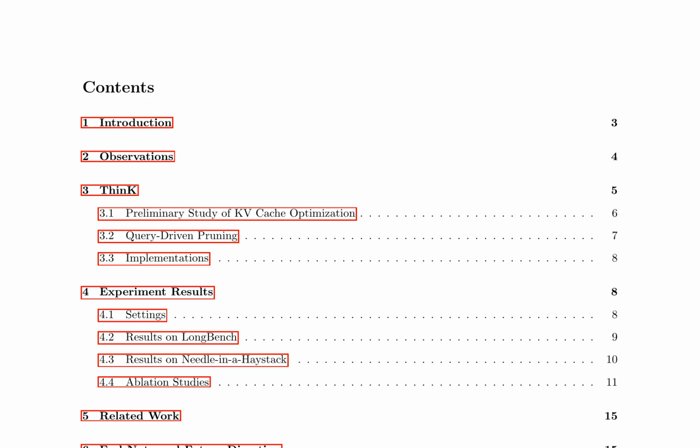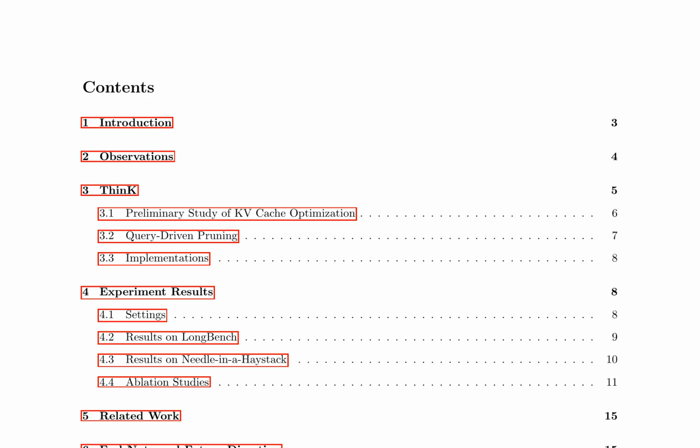ThinK. The proposed ThinK method is a query-dependent KV cache pruning approach that aims to minimize attention weight loss while selectively pruning the least significant channels. The authors conduct a preliminary study of KV cache optimization and demonstrate the efficacy of their approach through extensive evaluations on the LLaMA3 and Mistral models across various long-sequence datasets.